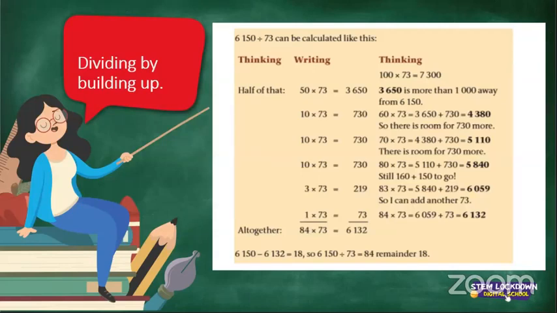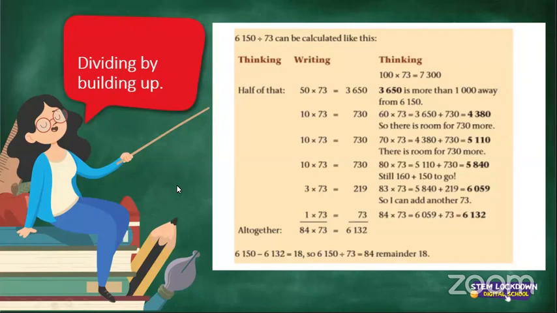Why? Because for me to get 6,132, I had to multiply 84 by 73, and it gave me 6,132. And now I am subtracting the 6,132 from the actual number, which is the dividend, 6,150, and it gives me 18. And I know that 18 is a remainder because 73 cannot go into 18. So that is the remainder. So your answer will be 84 and the remainder will be 18. Okay?